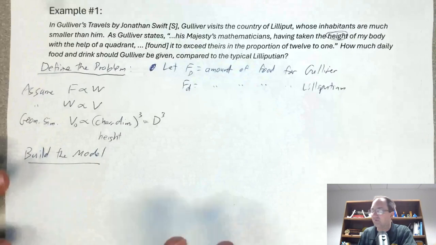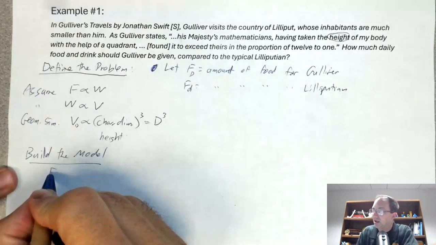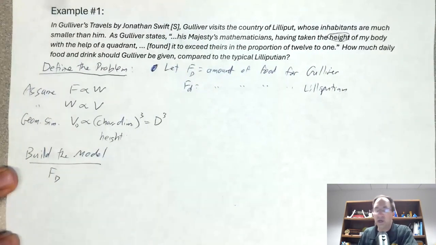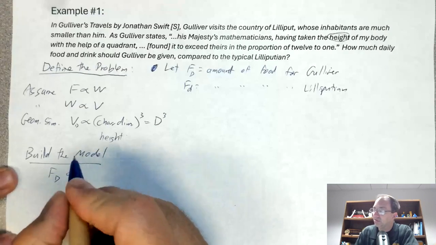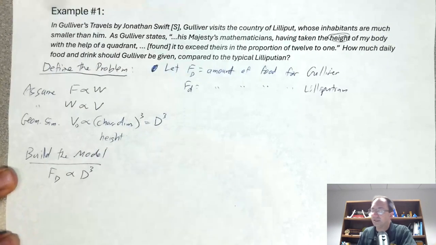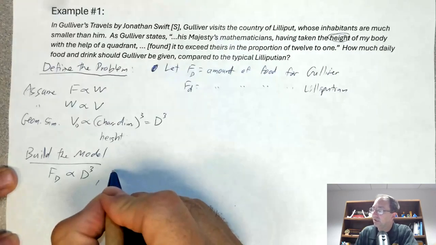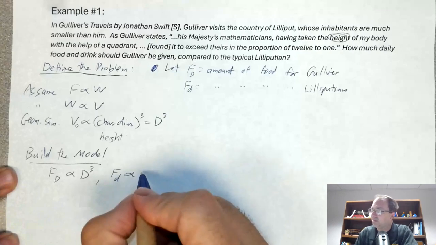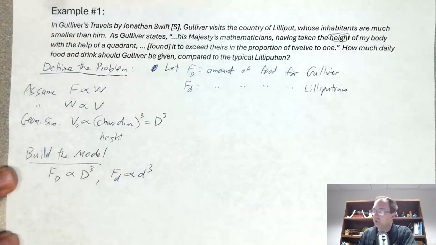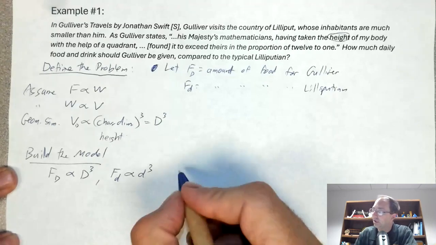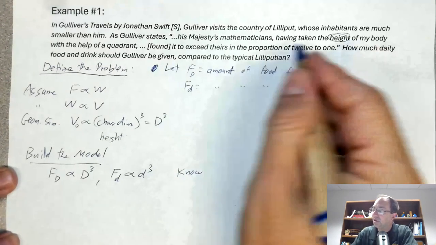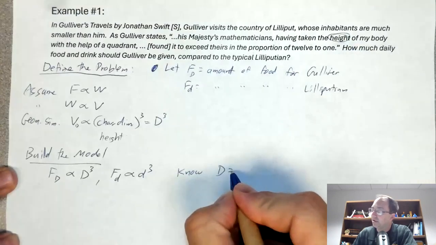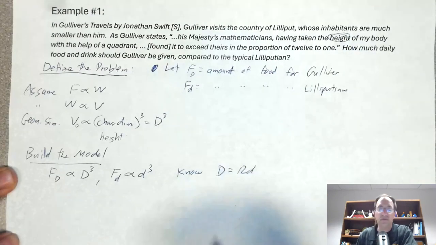And so now we can build the model. With all these assumptions, we can combine them into one model, and that's that the food of Gulliver should be proportional to his height cubed, or any characteristic dimension cubed. And likewise, the food for a Lilliputian should be proportional to their characteristic dimension cubed. And we also know from the problem that the height of Gulliver is 12 times the height of a Lilliputian.